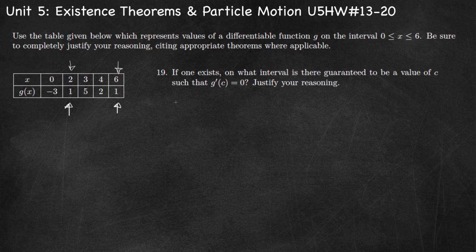So let's write down that we checked our conditions. So 1, g is continuous on this interval, on the closed interval from 2 to 6.